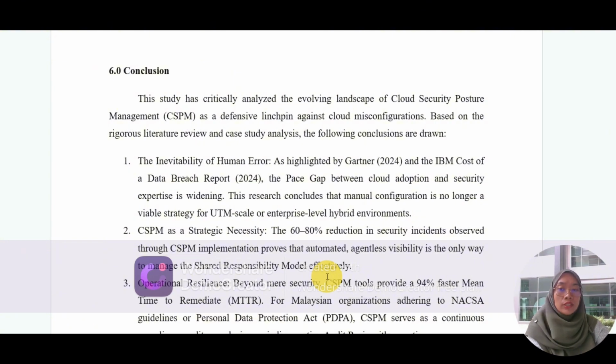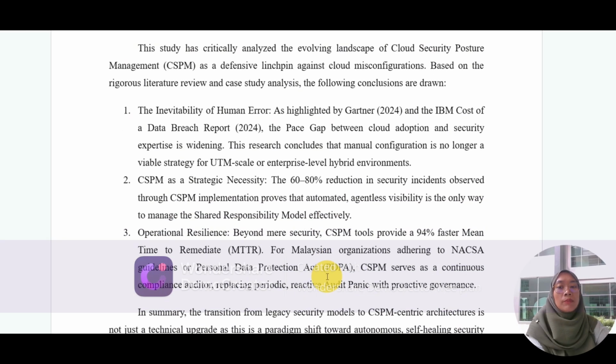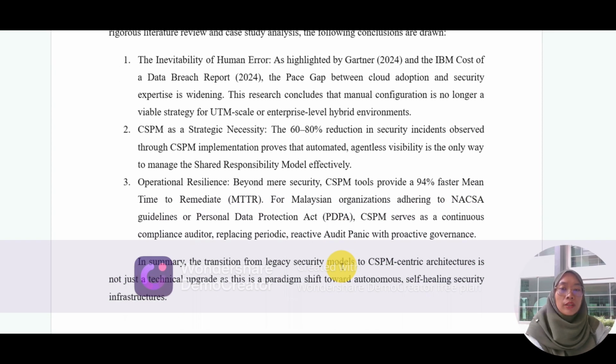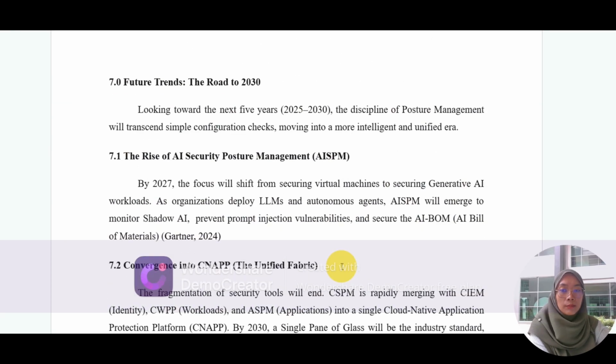Secondly, CSPM is a strategic necessity, where the 60% to 80% reduction in security incidents observed through CSPM implementation proves that automated agentless visibility is the only way to manage the shared responsibility model effectively. Thirdly, operational resilience, as CSPM tools provide 94% faster mean time to remediate, and for Malaysian organizations, it adheres to NACSA guidelines for the Personal Data Act. CSPM serves as a continuous compliance auditor, replacing periodic reactive audit panic with proactive governance.